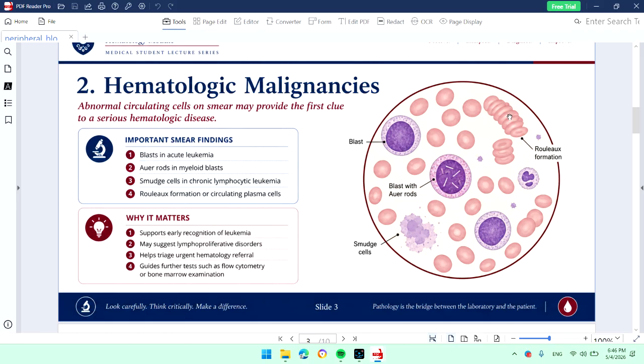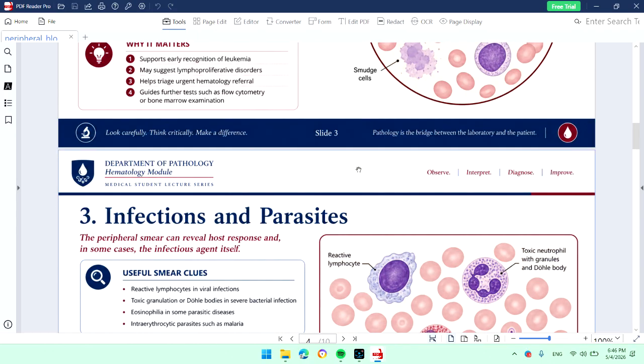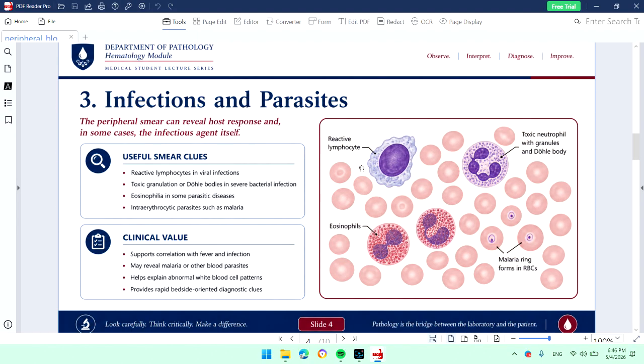It's an interesting view. This is rouleaux formation, where the red blood cells are attached to each other in a special shape. It is what we see mostly during multiple myeloma and other hematologic malignancies.